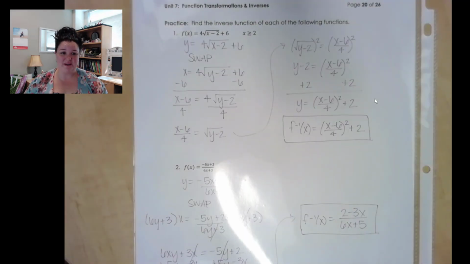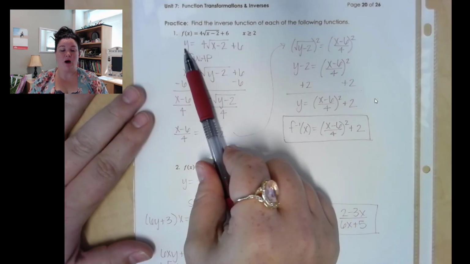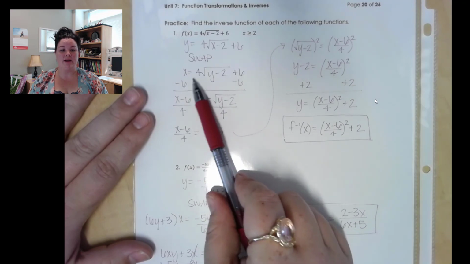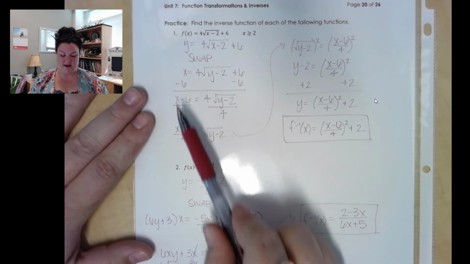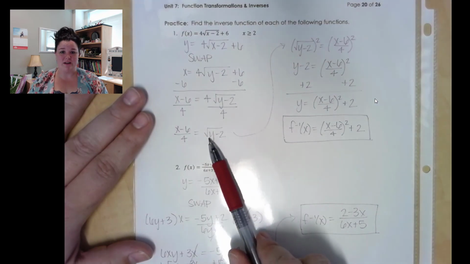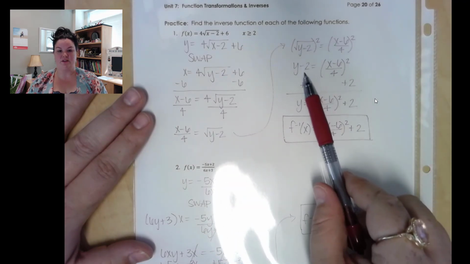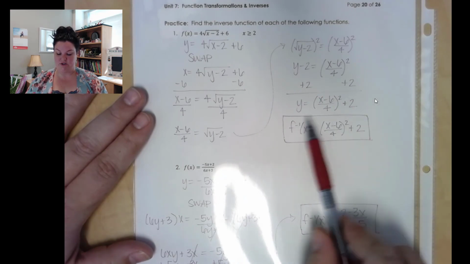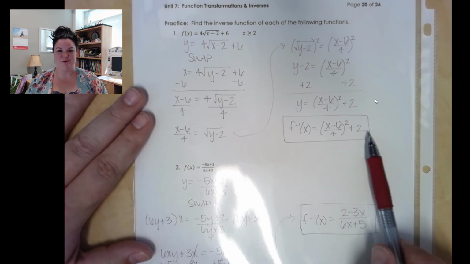So here's the first one. We go ahead and write our function, replacing f of x with y. We swap our variables, so x goes in for y and y goes in for x. We move our constant term, then divide off our 4, and then to get rid of the square root, we just square it. So we square both sides, and then the last thing we have to do is move that 2 over by adding. So our inverse function here should look like x minus 6 over 4 quantity squared plus 2.